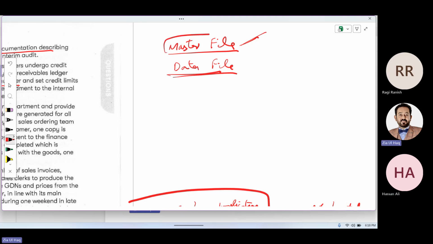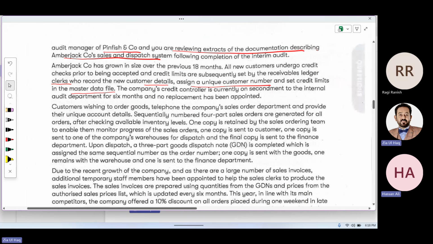So this master file is an important file for the company. This master file has all the receivable ledgers, all the payable ledgers, and all the files of our employees as well. And only top management should have access to this master file. Lower level employees should not have access to this file. Otherwise, there could be chances of fraud. So who is creating the new customer account, assigning the customer number and credit limit? Again, the clerk.